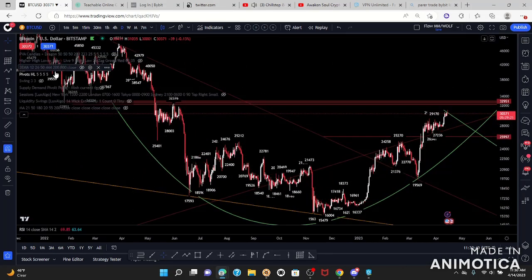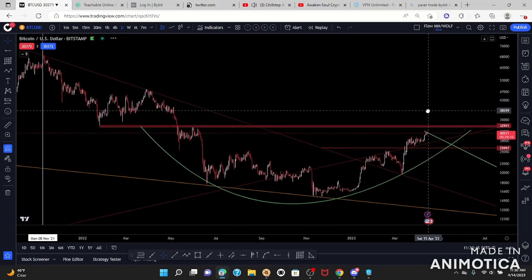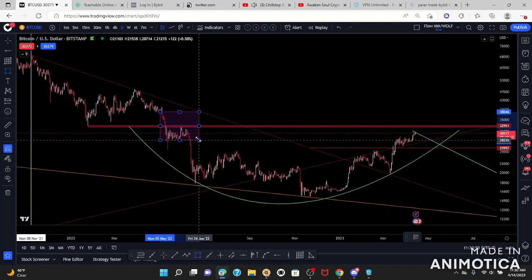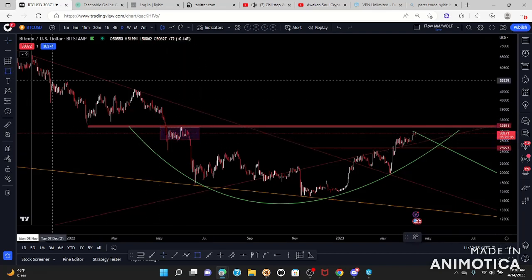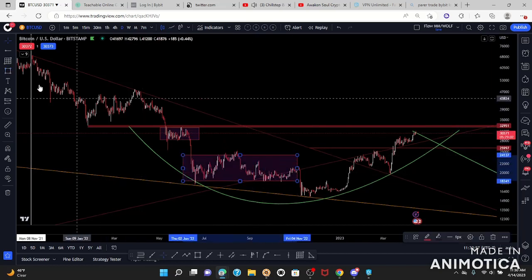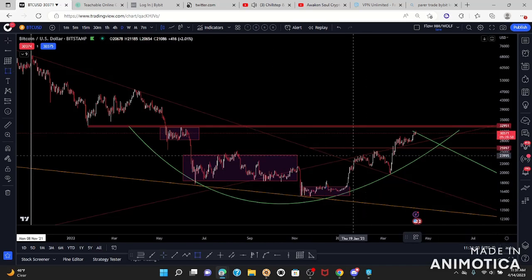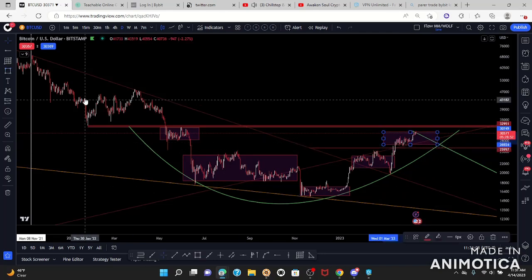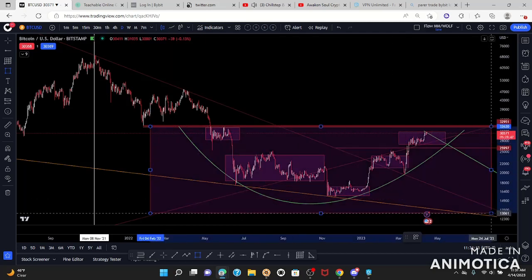Let's turn off all indicators so you can get a nice visual of what's going on here. Just looking at it on the daily time frame, you have a contraction phase right here. It's a sideways movement, a trend down, contraction, trend down. We had a contraction here, trend up, contraction, trend up, contraction. So within this huge contraction zone, we have smaller contraction zones.